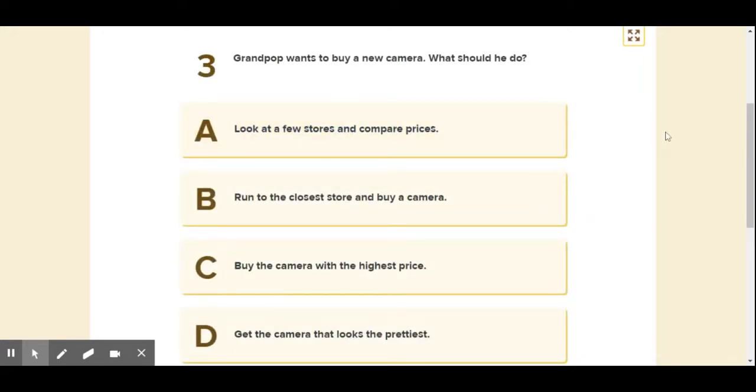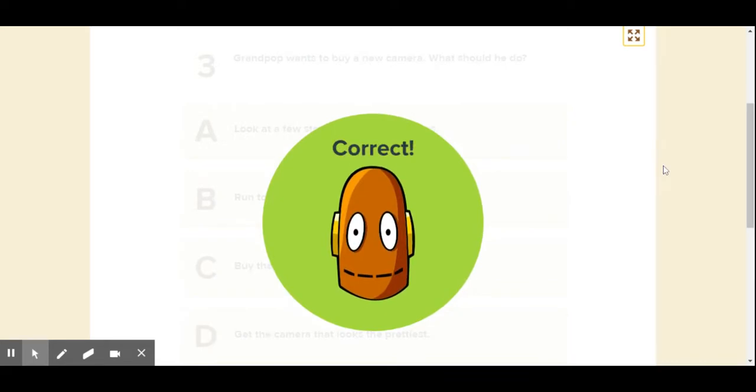Question number 3. Grandpop wants to buy a new camera. What should he do? A, look at a few stores and compare prices. B, run to the closest store and buy a camera. C, buy the camera with the highest price. Or D, get the camera that looks the prettiest. Grandpop wants to buy a new camera. What should he do? If you said A, look at a few stores and compare prices, you are correct. Nice job.